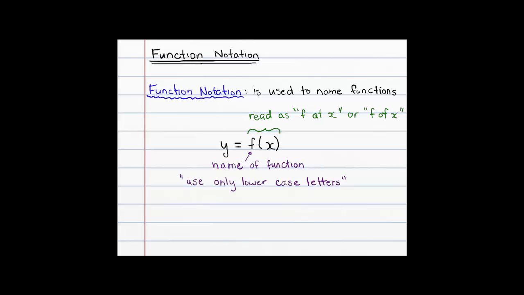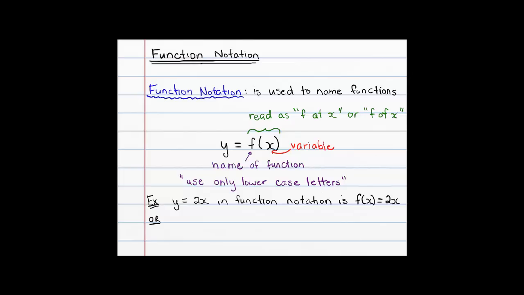We can use any letter from a to z, but generally we keep them as lowercase letters in order to name our function. The second part is the x value, which is inside the bracket, and that's the variable that would normally appear inside our equation. So, for example, if I had the equation y equals 2 times x, this is the equation of a line. In function notation, if I want to call this function f, I would write this as f at x, or f of x, equals 2 times x. So in this equation, f would be the name of the function, and x is the variable that appears.